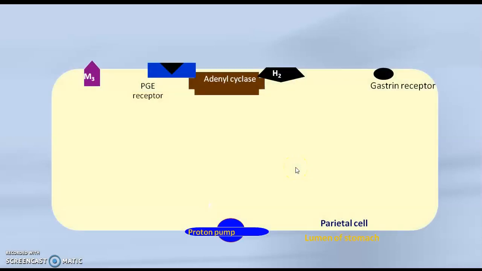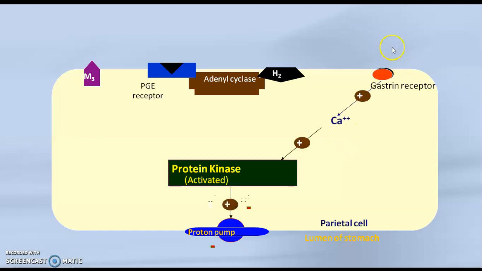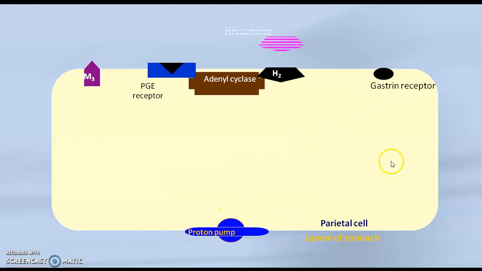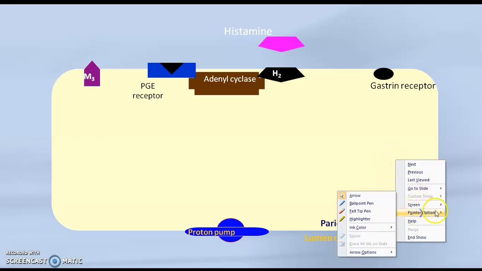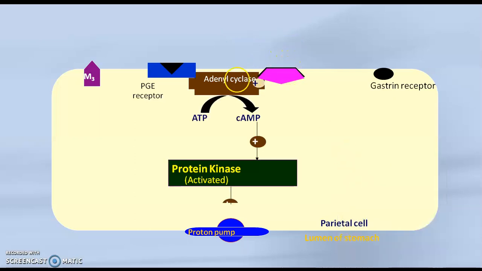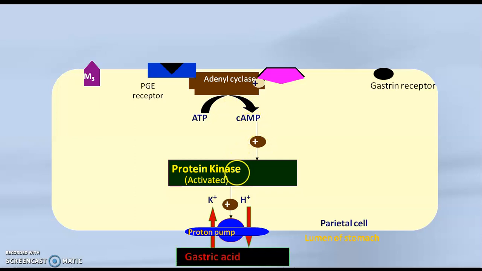As I discussed in the last lecture, there are 3 to 4 mechanisms, and all of them activate the proton pump. Whether it is gastrin released from the G cell, it activates the protein kinase, which further activates the proton pump. The second mechanism is histamine released from the enterochromaffin cell. It binds with the H2 receptor, which converts ATP to cyclic AMP. Cyclic AMP activates protein kinase, and protein kinase at the end activates the proton pump.